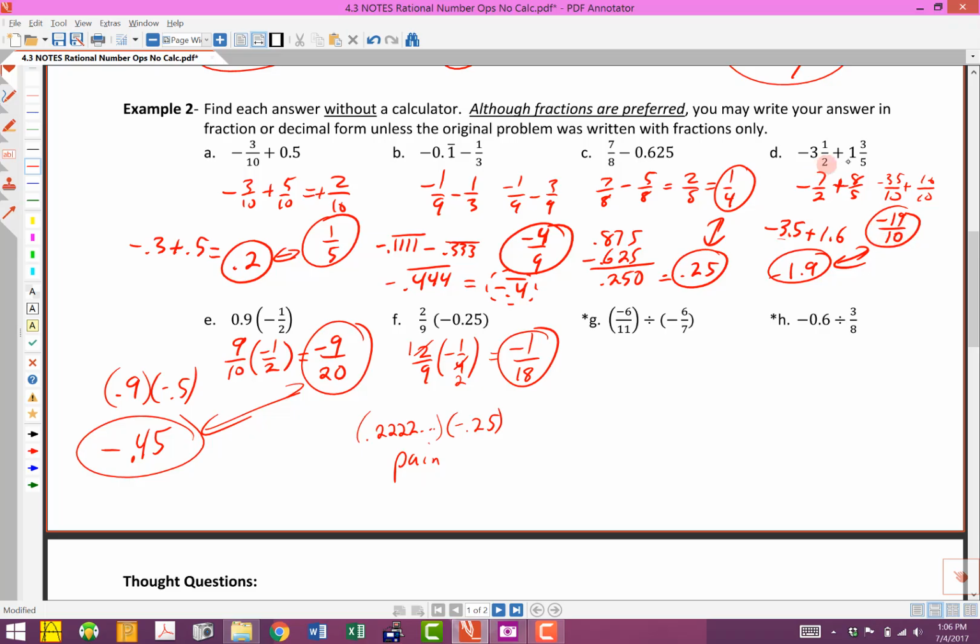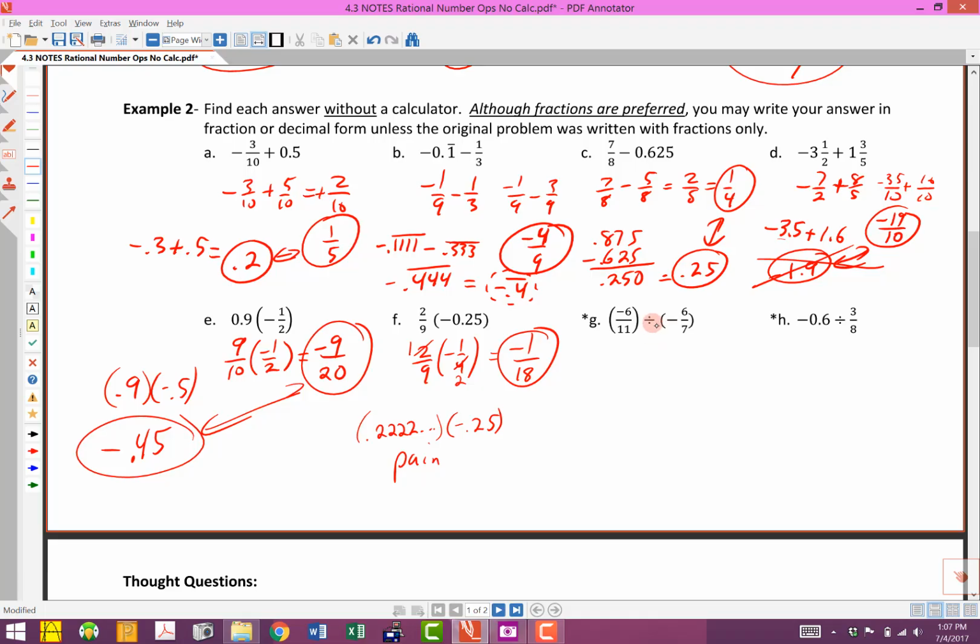Oh, and I forgot to point out on D up here, you do need to write the answer this way, because the original problem was written with fractions. So we wouldn't want to write that. We'd want to write that negative 19/10. And again, that's totally okay that it's improper. We're fine with that.